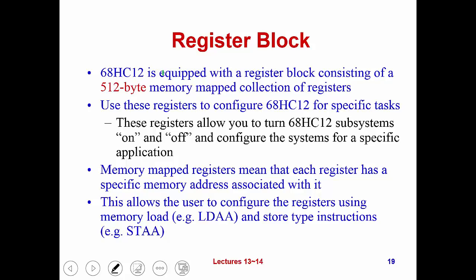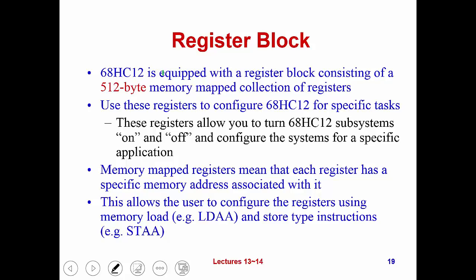When we mentioned registers at the beginning of the semester, we said we have CPU registers and memory registers. CPU registers are named like accumulator A, accumulator B, the index registers, and the CCR. Those are the well-known CPU registers. In addition, we have external registers. They are not inside the CPU, they are in memory.